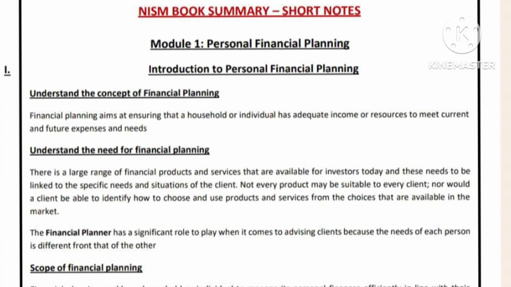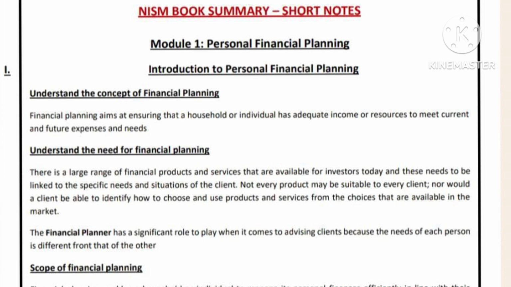Now about the marks and the assessment structure. This examination is for 150 marks and you get 3 hours to complete it. The passing percentage is 60%. That means out of 150 marks, you have to score 90 marks. There is also a negative marking of 25%, that is 0.25 marks. So if there are 4 incorrect answers, 1 mark will be deducted from your total score.